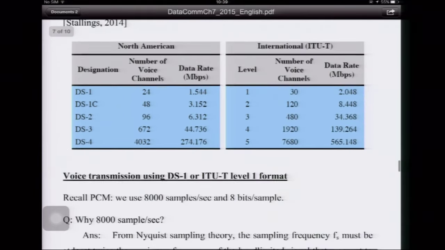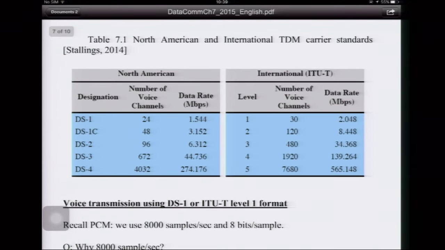And this is the table that compares the North America and ITU-T standards. Again, in Thailand, we use the ITU-T one. So level 1 of ITU-T has 30 voice channels, and we have a data rate of about 2 megabits per second.